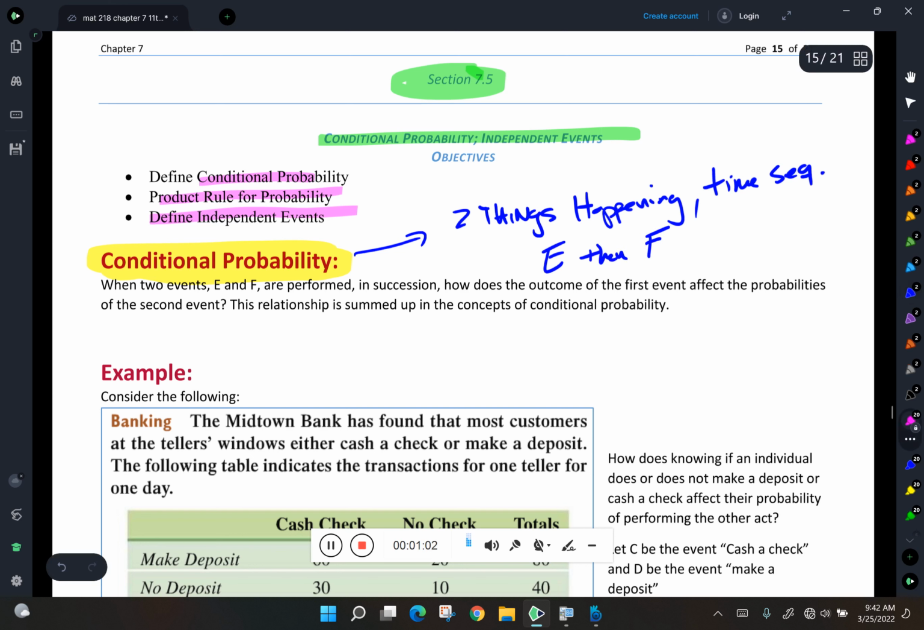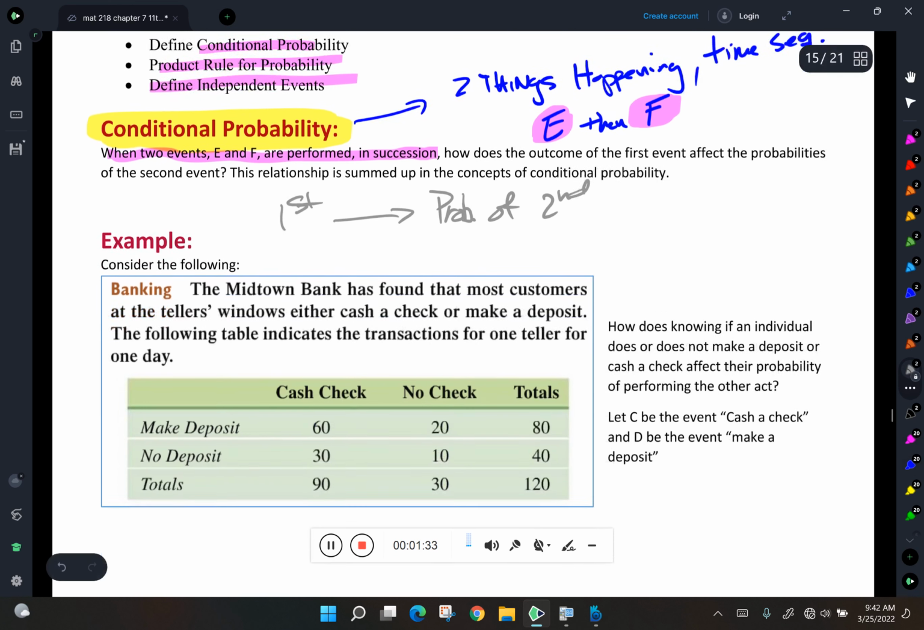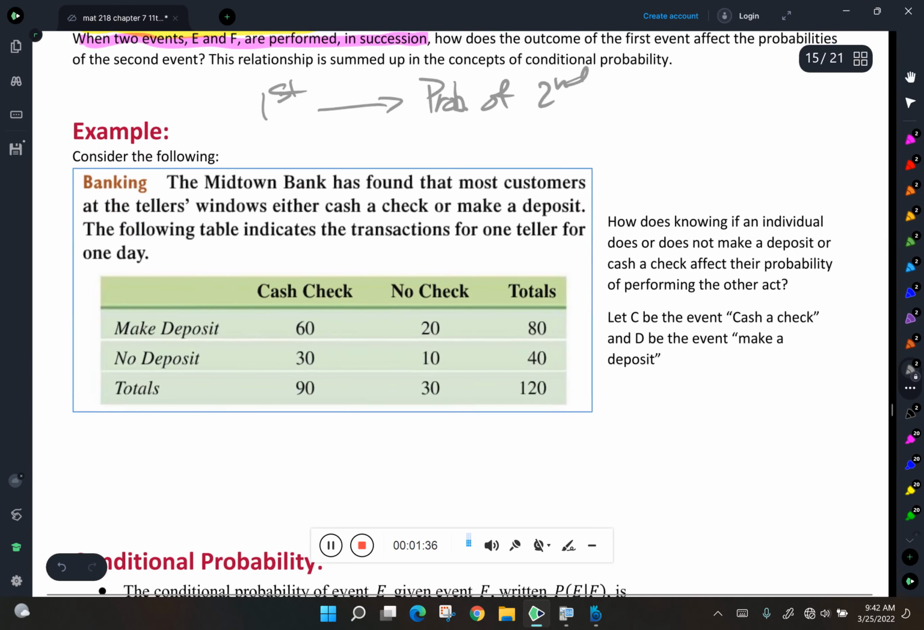And what we're going to ask is, if two events are performed in succession, how does the outcome of the first event E affect the probabilities of that second event F? Now, the names for these two events don't matter. It's this idea of, if I know what happened first, how does that affect the probability of the second? If I know what the first card pick was, how does that affect the probability of the second card? Things like that.